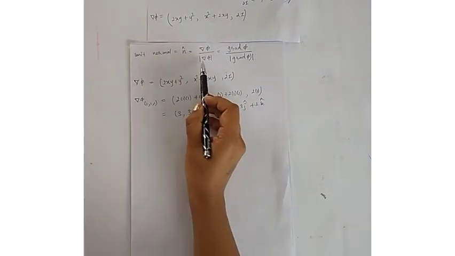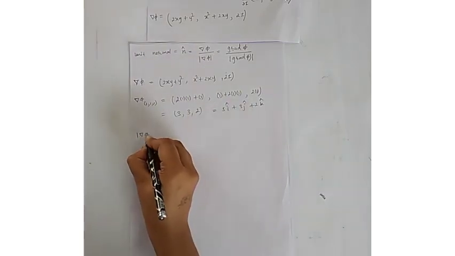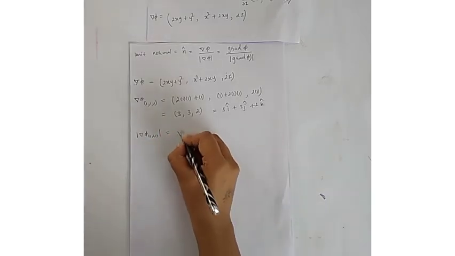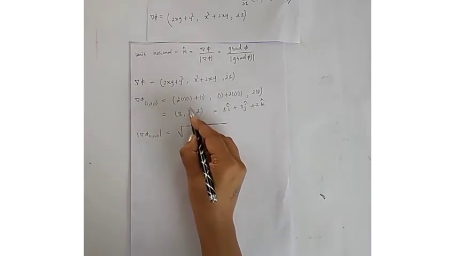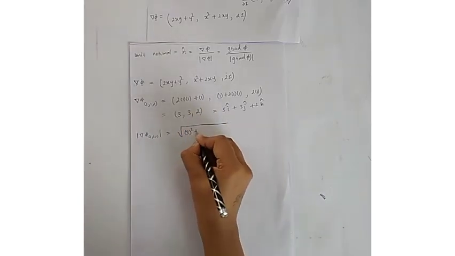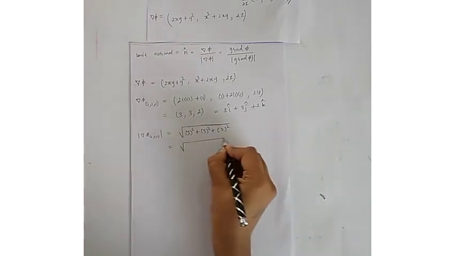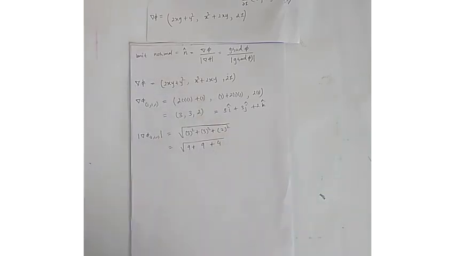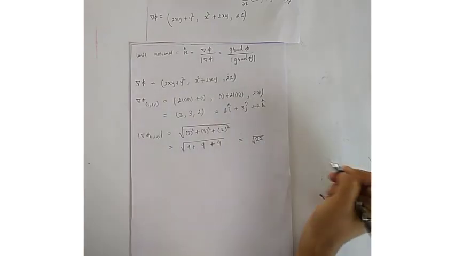Now find the absolute value of gradient phi. So absolute value of gradient phi at (1, 1, 1) is equal to square root of first component square plus second component square and third component square, which gives 3 square plus 3 square plus 2 square. So square root of 9 plus 9 plus 4 will give 22. So square root of 22.